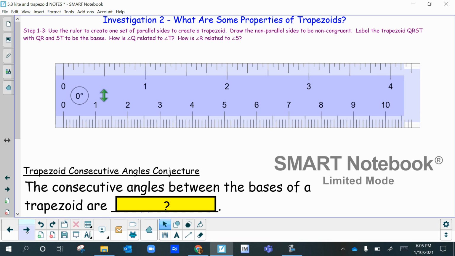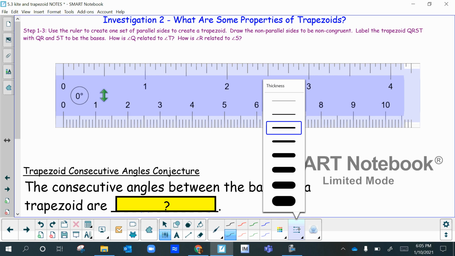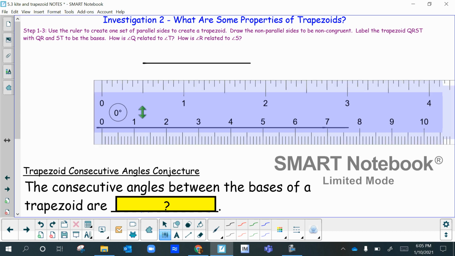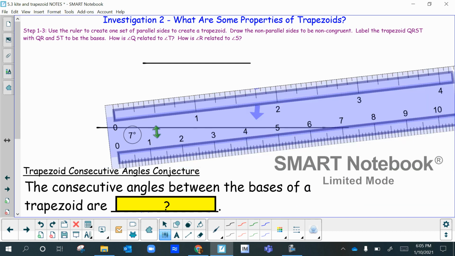It says use a ruler to create a set of parallel sides to create a trapezoid. Now, this is kind of the cheating way. And so just because we're doing the notes, we want to kind of get through it a little bit quicker. So we're going to create a set of parallel sides like this, one here and one here. And it says, make sure and draw the non-parallel sides to be non-congruent. So I'm going to extend it out a little bit more. All right, so that's what it means by using the ruler.